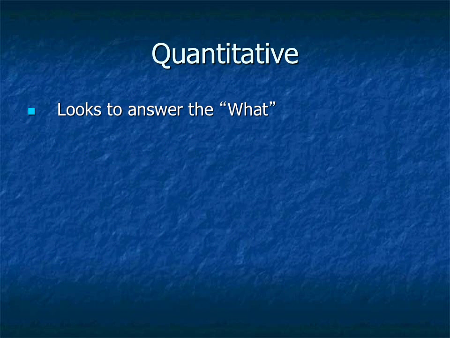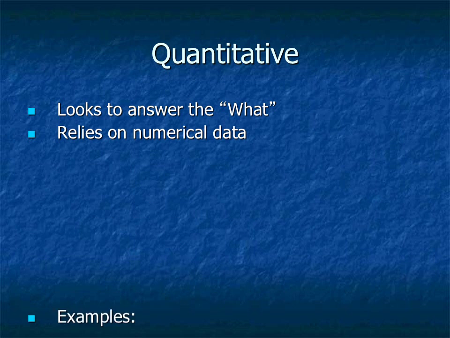The quantitative is based more on the what. Usually quantitative has a lot to do with numbers. Right? There are numbers behind it. So it's pretty much cut and dry. This is what it is. It relies a lot on that numerical data.